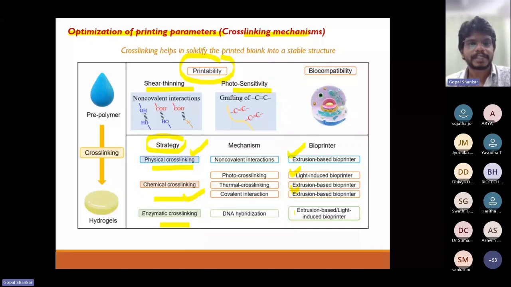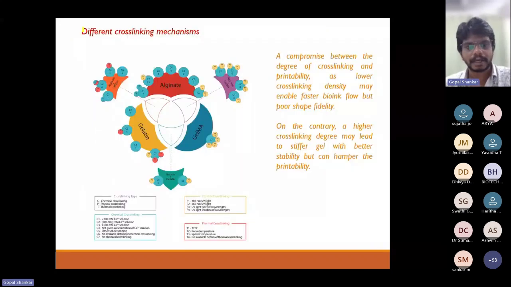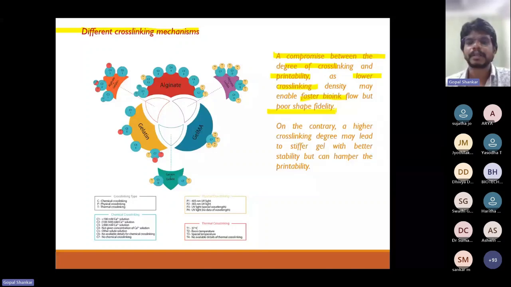So for the different cross-linking mechanisms, there should be a proper formulation. That is why a compromise between the degree of cross-linking and printability is very important, because lower cross-linking density will enable faster bioink flow, but the shape will not be good. That is why it is called poor shape fidelity. On the other side, a higher cross-linking degree may lead to stiffer gels. It will become stiff with better stability, but it will not allow good printability. So the compromise between the proper cross-linking degree and printability is very, very essential to produce a proper structure that can flow out of this syringe.